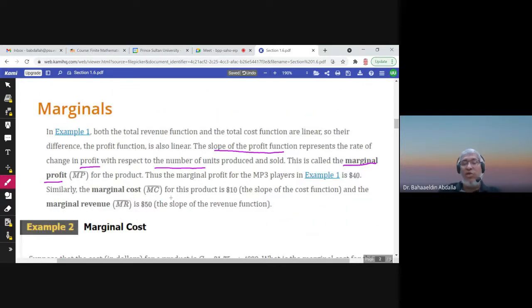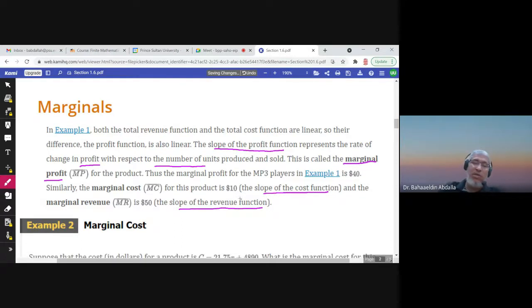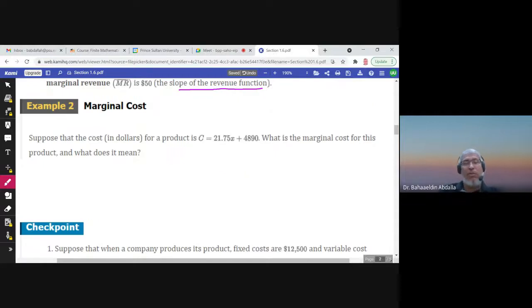The marginal cost, similarly, is the slope of the cost function. And the marginal revenue is the slope of the revenue function. So here is what we mean by marginal. Suppose that the cost in dollars for a product is this one. This is the total cost. As you can see, this is the fixed cost and this is the variable cost. This is a linear function. Where is the slope? This is the slope, the coefficient of x.